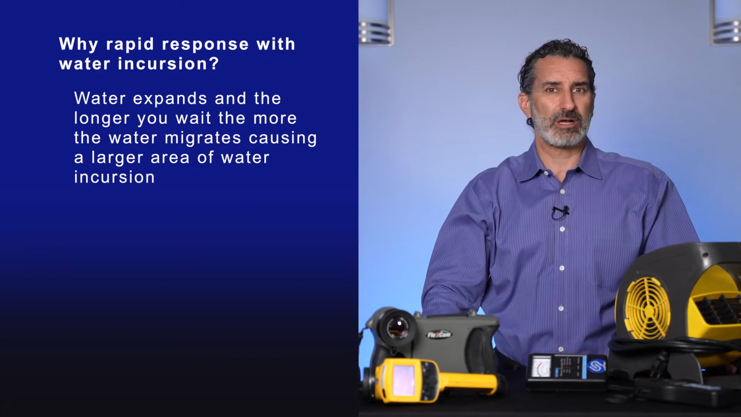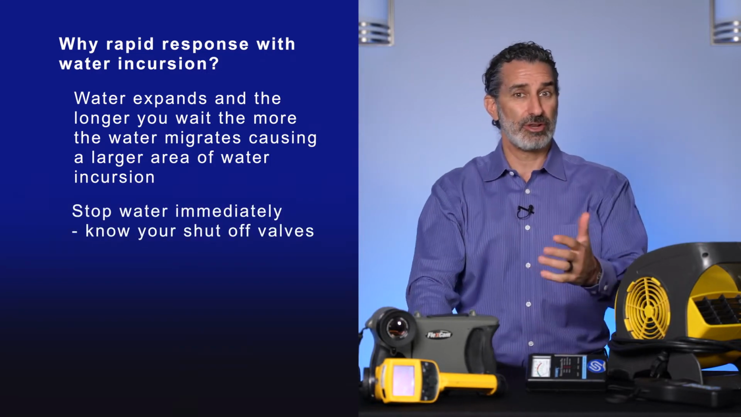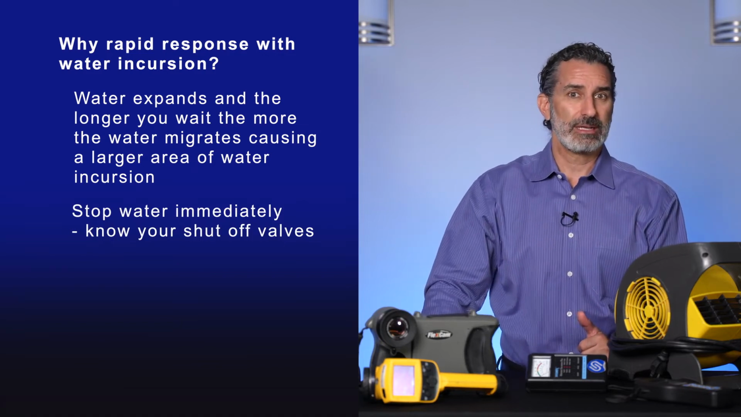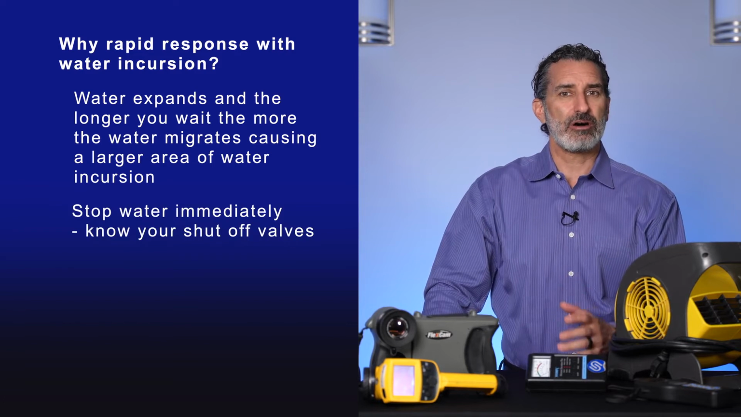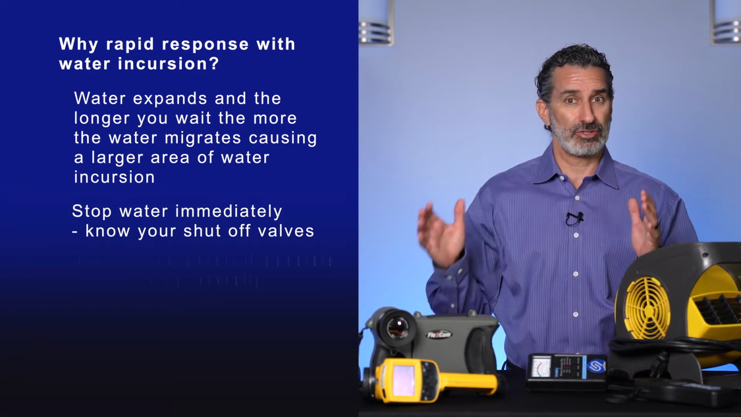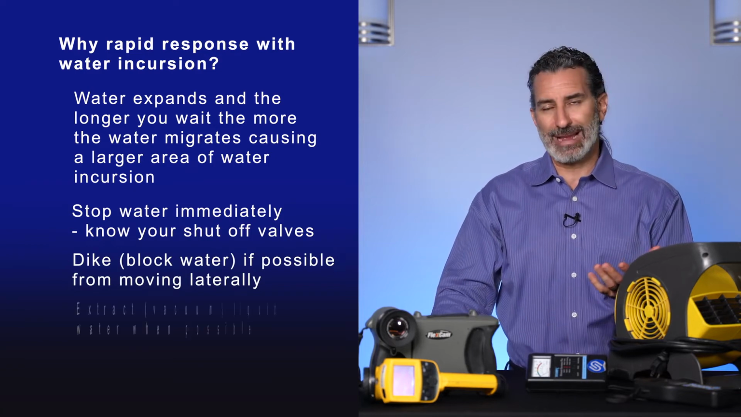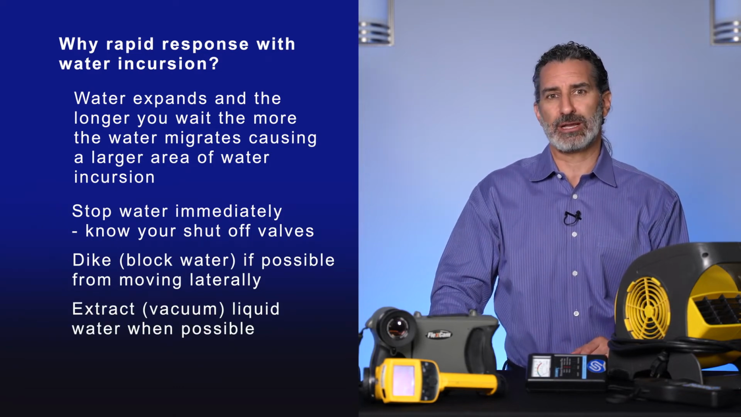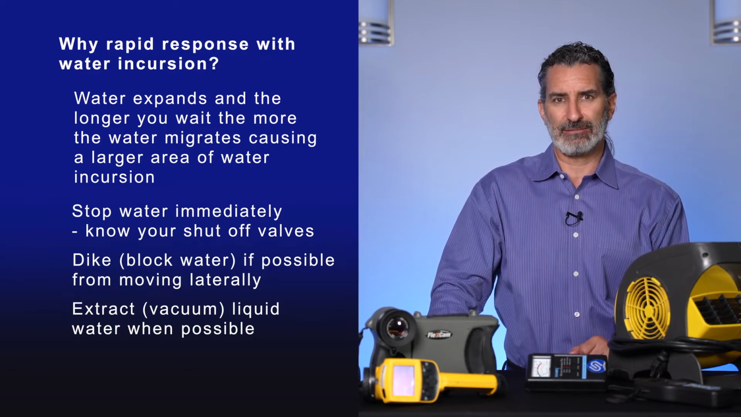So a rapid response, stopping the water immediately, that means knowing where the water shutoffs are, and then getting a restoration company or getting people from your team on site to dike, which is to block water from moving laterally, and to extract or vacuum as much liquid water as possible. These are keys to setting up a successful drying event.